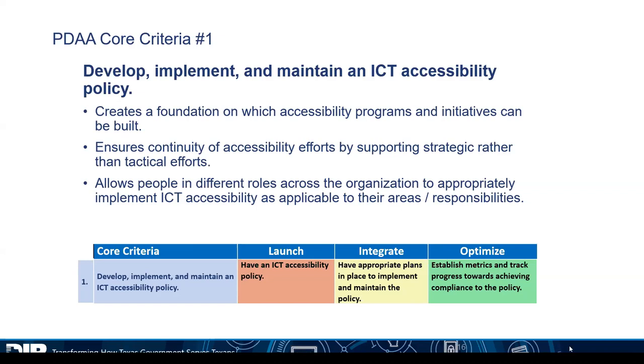The other thing is when you have a policy, you have continuity of the accessibility effort throughout the whole organization, rather than these tactical efforts when one product manager thinks it's important to make their product accessible or to buy something accessible. The whole organization has that marching order to move forward. And it helps people in different roles understand that it's important and what that means to them, whether you're a content producer creating documents, a developer, et cetera.